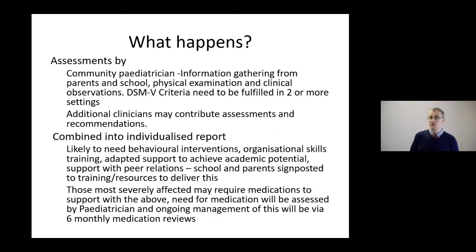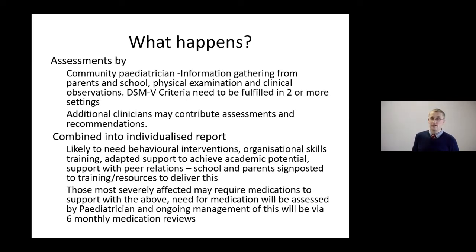So what happens? A child is seen by a community paediatrician. The information is sourced, and we do scoring scales to see how a child benchmarks against the expected at that age. The scoring is completed by both family and by school. We look for this to be present in more than one setting, and we ask for information from additional clinicians when appropriate. This is combined into an individualized report. We know our families really appreciate that tailored response to their own child's needs.